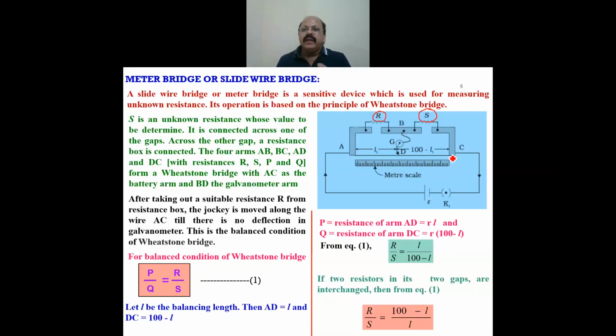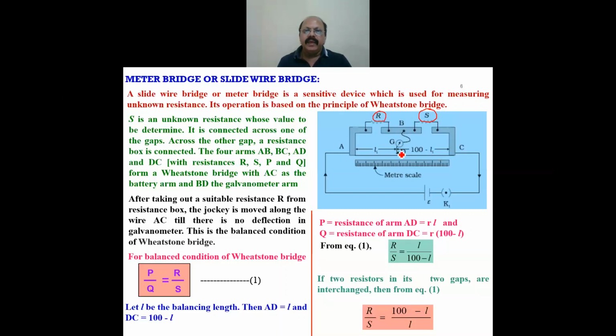So here R and S you are able to see. Where are P and Q? This AD length, which is represented by L1, its resistance is P, and DC length, its resistance is Q. So that's why we say that it depends on the Wheatstone bridge principle.